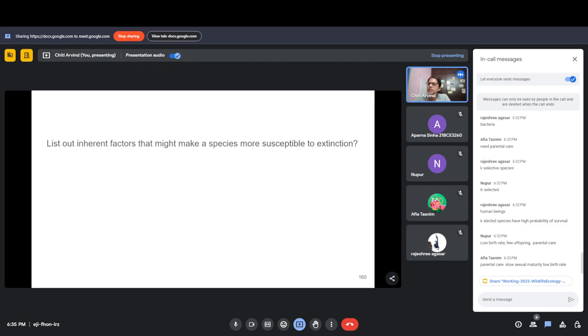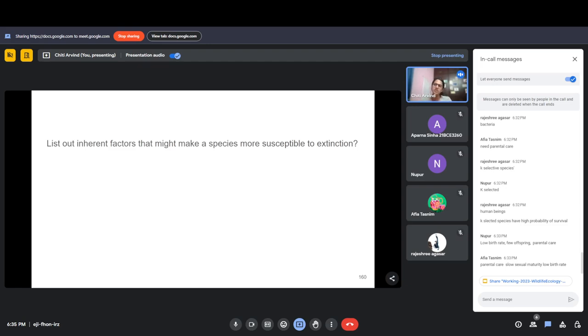Human beings are K selected species. They have a high probability of survival, correct? They have low birth rate, fewer offspring, parental care, okay? Yes. Alright, so now you know the differences between R selected species and K selected species. Keeping these two in mind, which of the two do you feel are more susceptible to extinction?